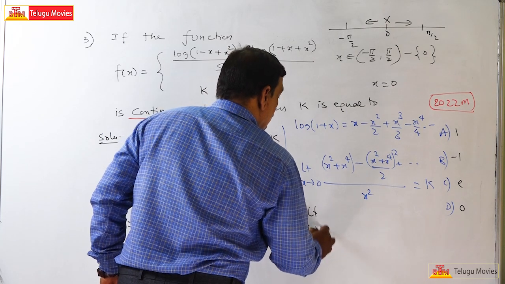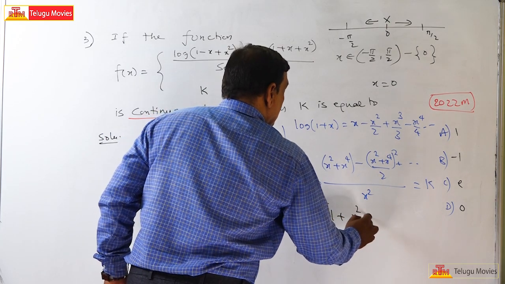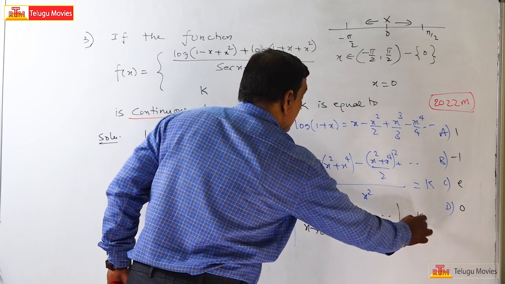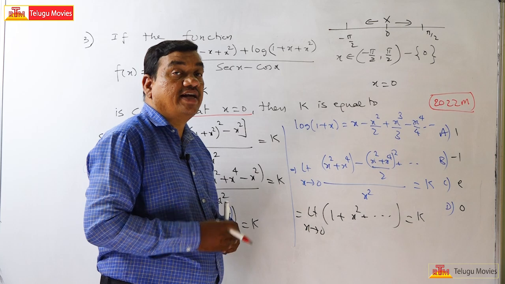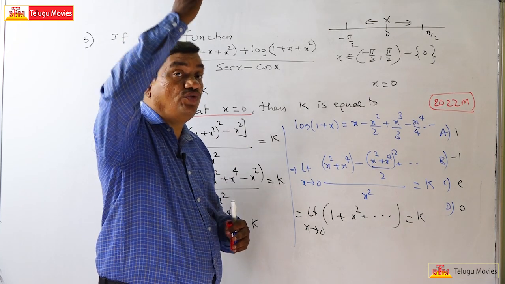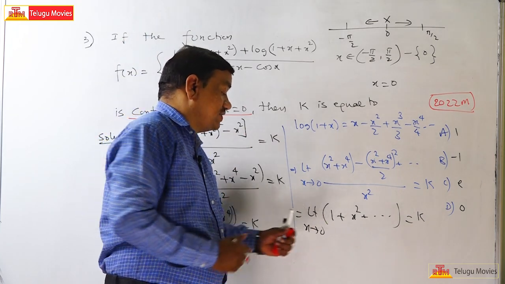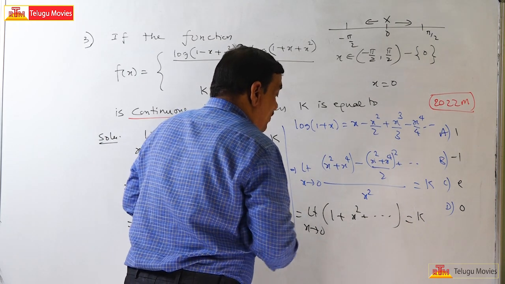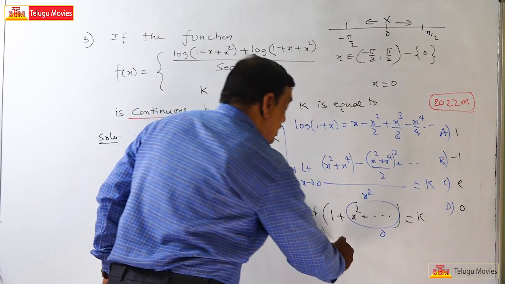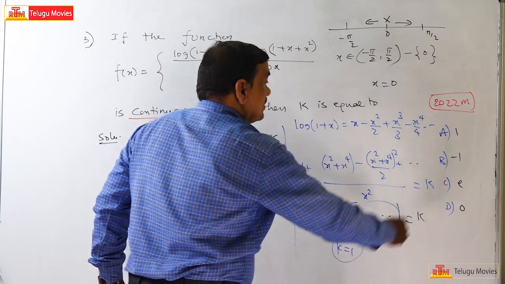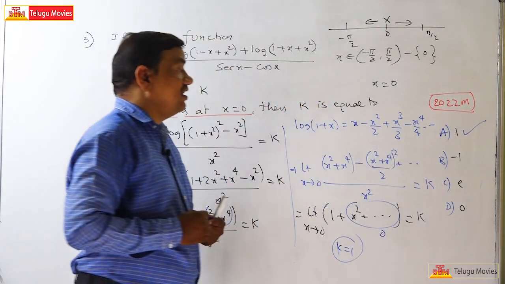Limit x tends to 0, 1 plus x square plus something more than x square only you will get, more than powers of 2 you will get. So if you substitute limit x tends to 0, these whole values will become 0, there 1 remains, therefore k is equal to 1. Option 1 is the correct answer.